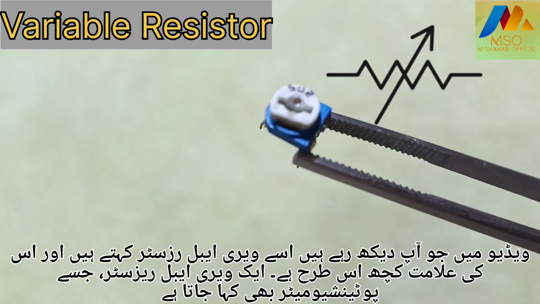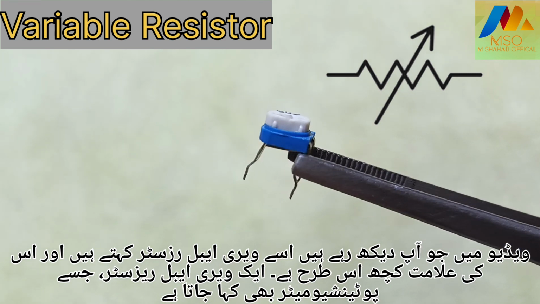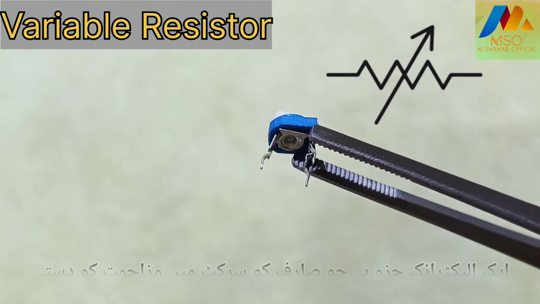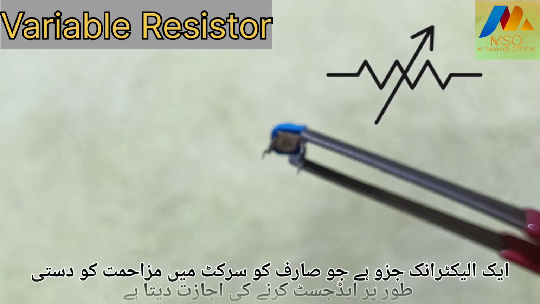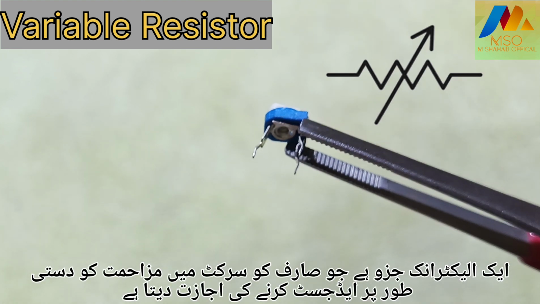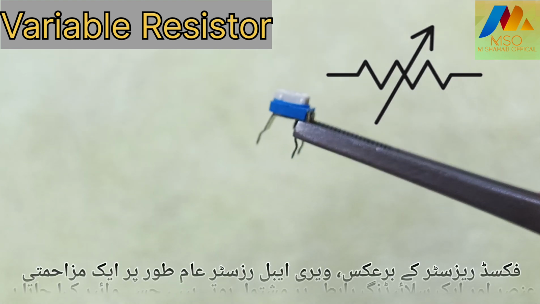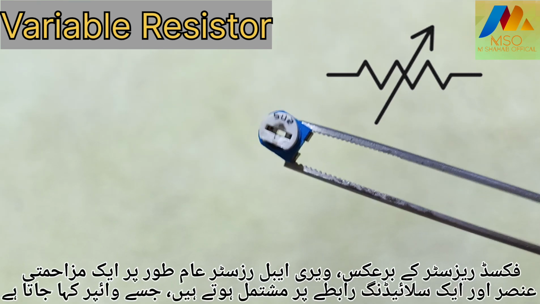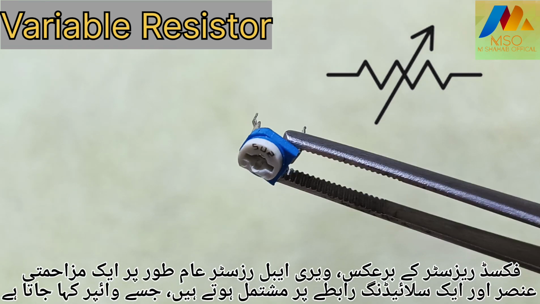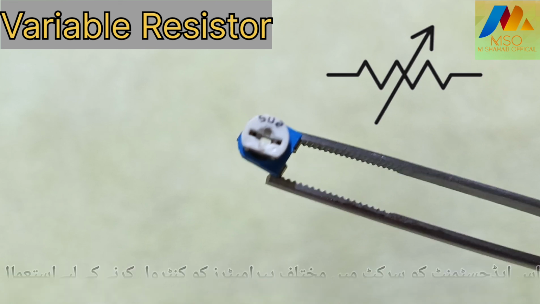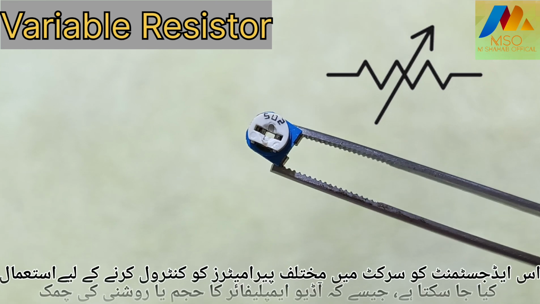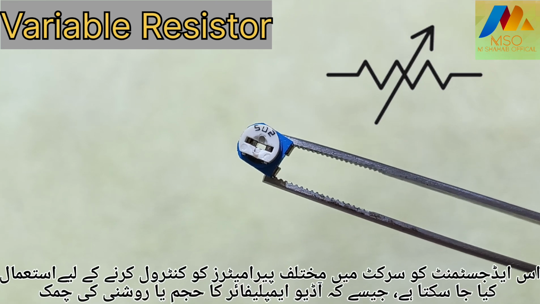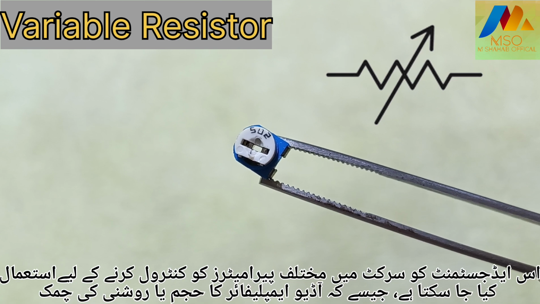A variable resistor, also known as a potentiometer, is an electronic component that allows the user to adjust the resistance in a circuit manually. Unlike fixed resistors, variable resistors typically consist of a resistive element and a sliding contact, known as a wiper. This adjustment can be used to control various parameters in a circuit, such as the volume of an audio amplifier or the brightness of a light.